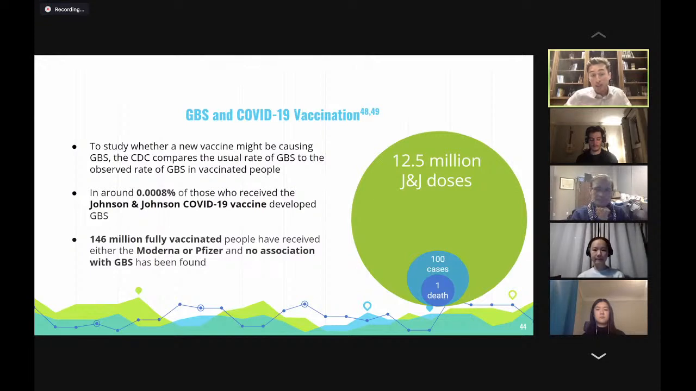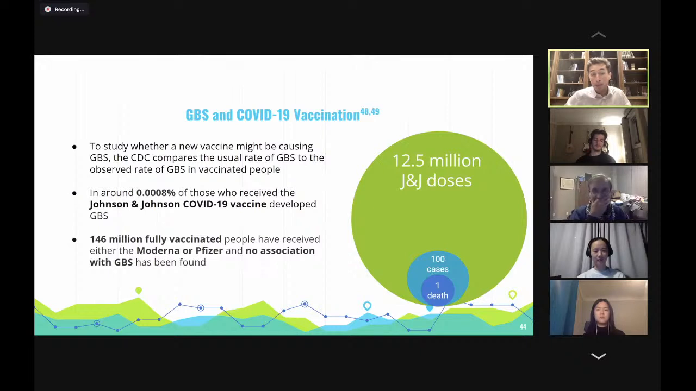So for the J&J vaccine, which is a single dose vaccine mostly utilized in the US, they saw that 0.0008% of those who received this single dose vaccine developed GBS. Just to put it into perspective, there have been 12.5 million doses, 100 cases, and 1 individual passed away. Now, these are not meant to say that they were directly linked to the vaccine, but associated and reported.